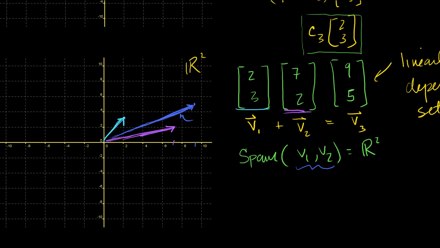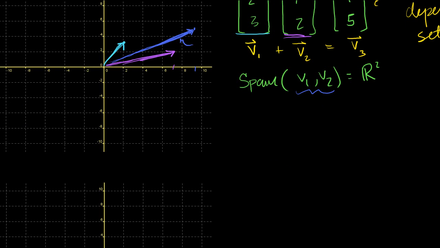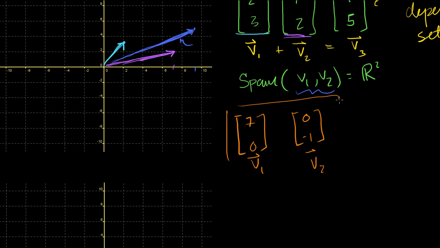Let me do another example. Let me do a new color. Let's say I have the vector, and this will be a little bit obvious, 7, 0. That's my v1. And then I have my second vector, which is 0, minus 1. That's v2. Now, is this set linearly independent? Well, can I represent either of these as a combination of the other?